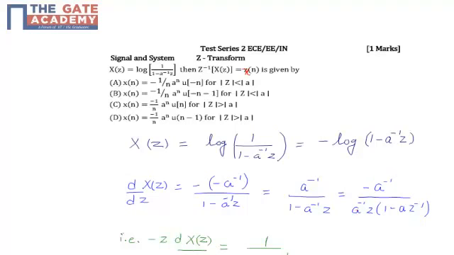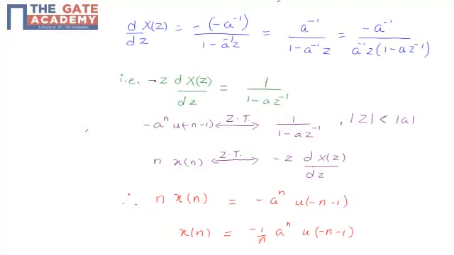If we cancel this and rearrange the terms, we get minus z times dX(z) by dz equal to 1 by 1 minus a z inverse. If we compare with the standard formulas, minus a raised to n u of minus n minus 1 has the z transform 1 divided by 1 minus a z inverse for mod of z less than mod of a.